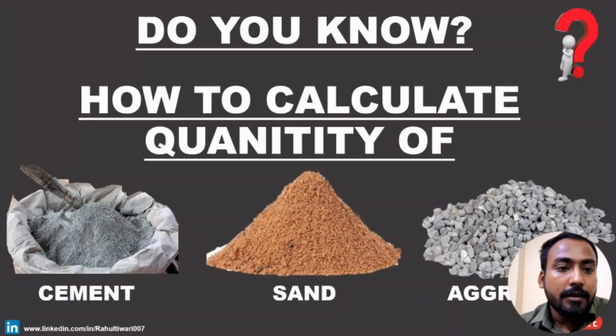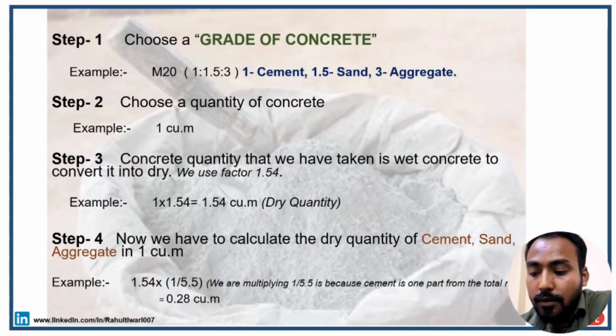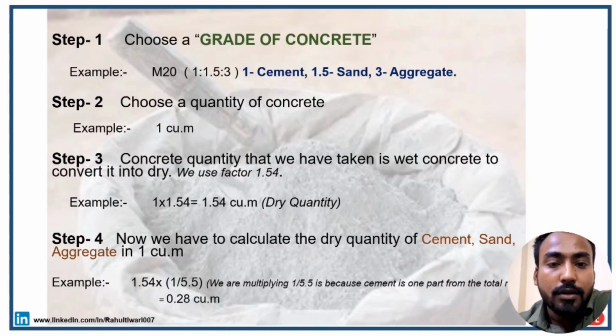So today we will learn how to calculate cement, sand and aggregate. The first step is to choose our grade of concrete, the grade for which we want to calculate. For example, in the slides I have taken M20 grade, and the ratio of M20 is 1 : 1.5 : 3. So 1 is cement, the middle one, 1.5, is sand, and 3 is aggregate.